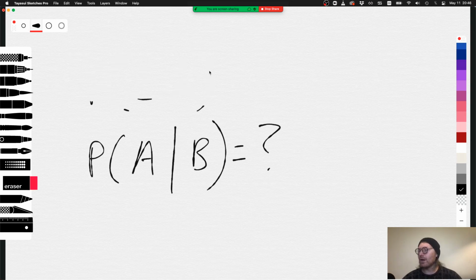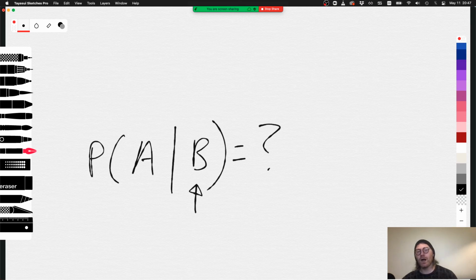And how we interpret this is that, given event B has occurred or will occur, right? Given event B has occurred, what is the probability of A? Okay. So essentially what we do here is we limit the sample space in order to start answering this question.